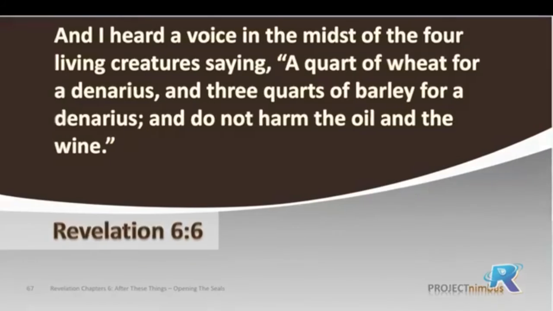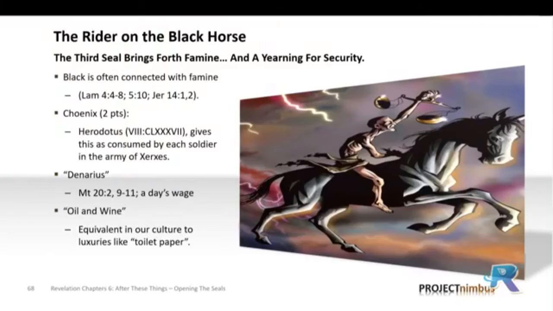What is that talking about? Those are some pretty old school terms. Well, the third seal, the rider on the black horse, brings forth famine. And while the war brought a yearning for peace, this horse will bring a yearning for security. Black is often connected with famine in the Bible.